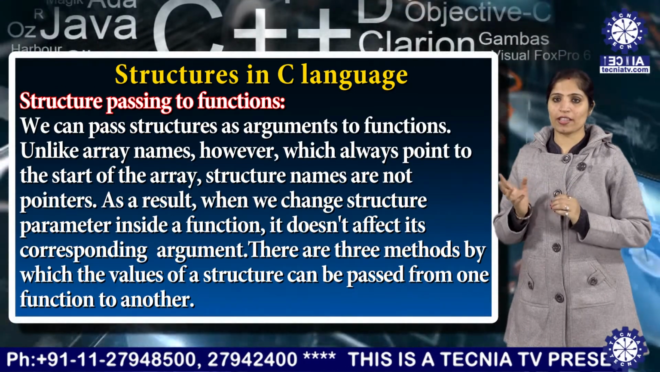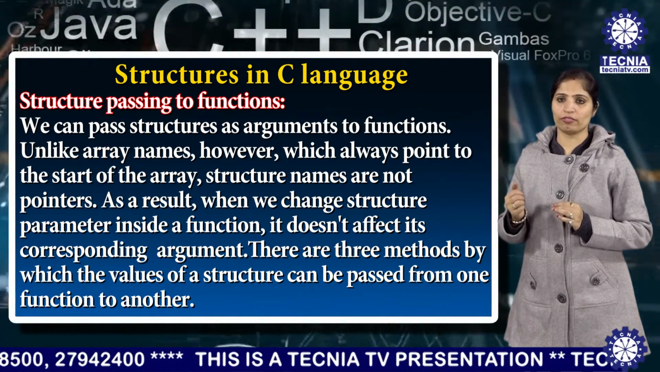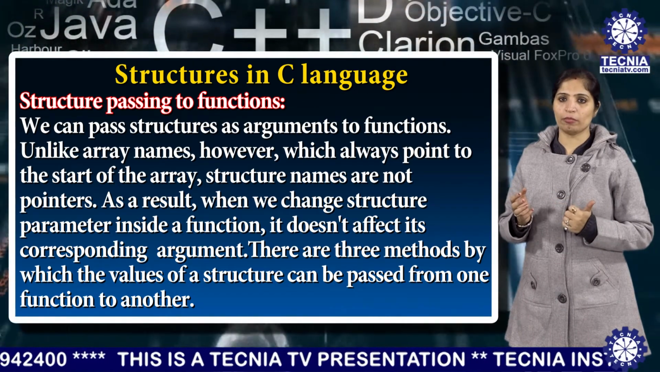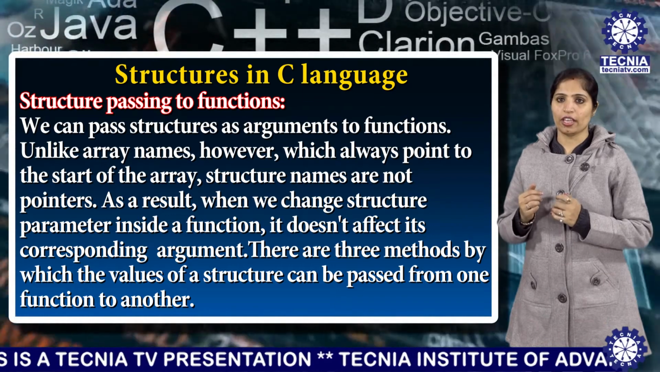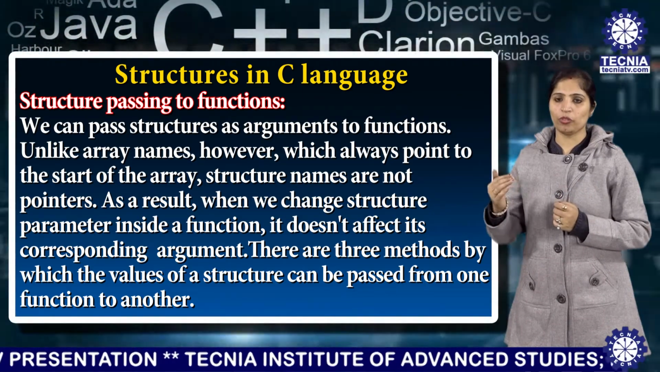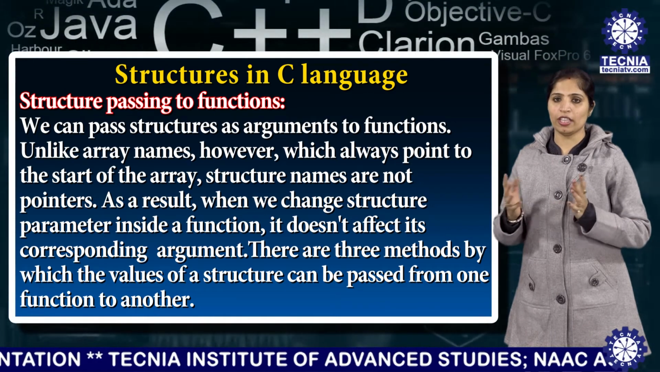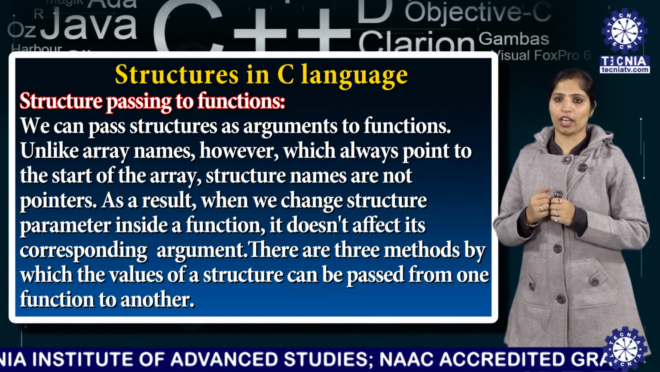Next is passing structures to functions. We can pass a structure as an argument to a function. Unlike an array name, however, which always points to the start of the array, structure names are not pointers. As a result, when we change a structure parameter inside a function, it does not affect its corresponding argument.